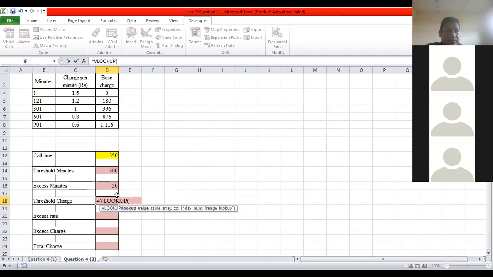VLOOKUP, call time. We are going to specify the table, right? And then you are going to look at that. It is in the third column, no? Third column. It's a closest match. You can either ignore or you can put through whatever. Right, 396. Then the excess rate, again, you can apply a VLOOKUP and work out the excess rate.